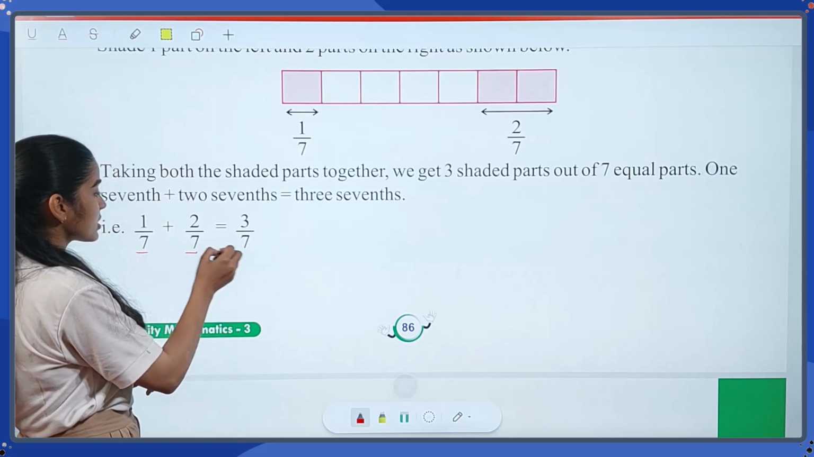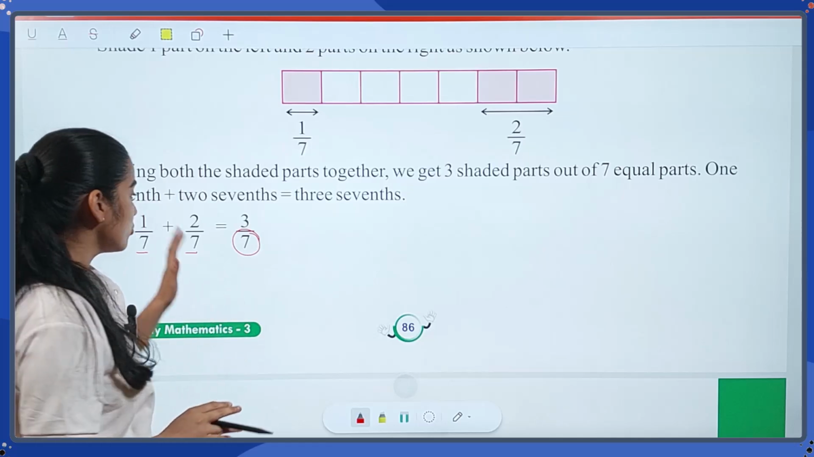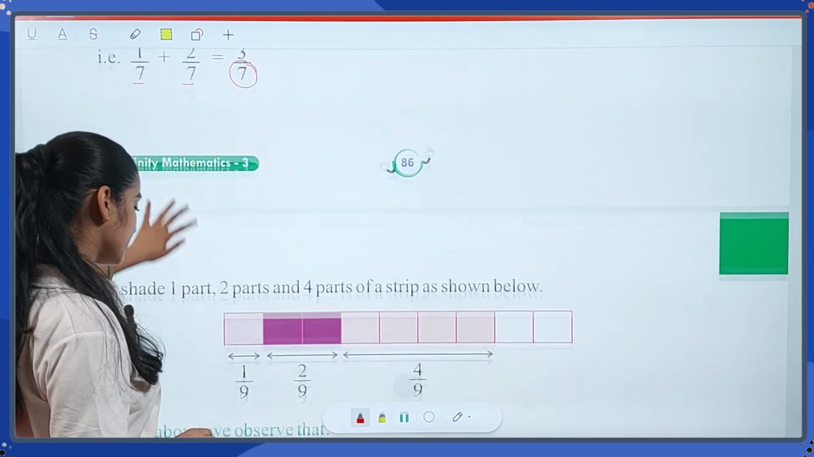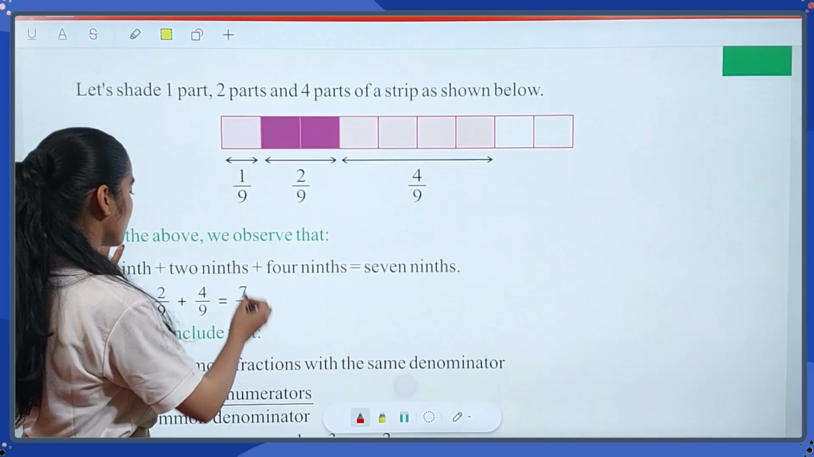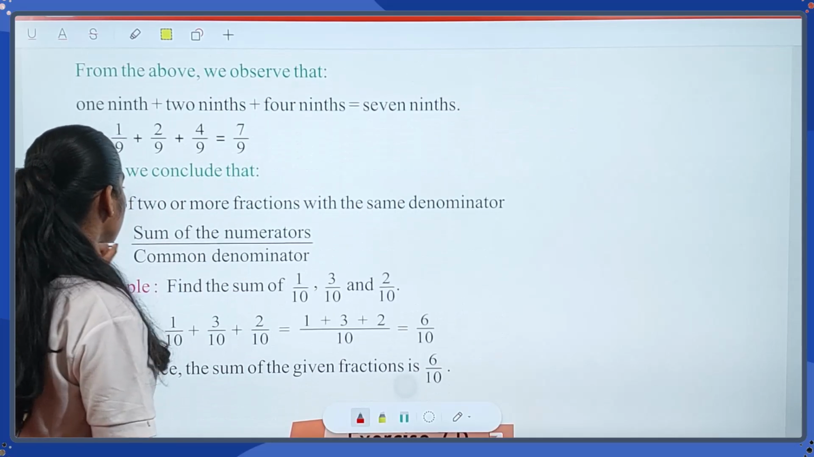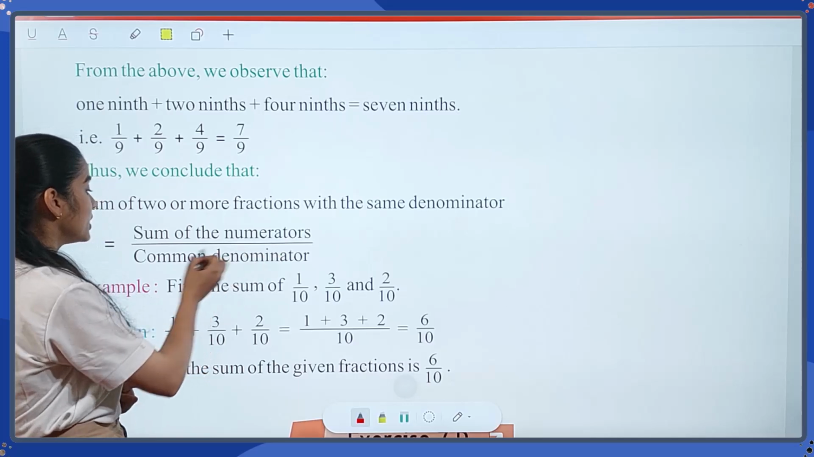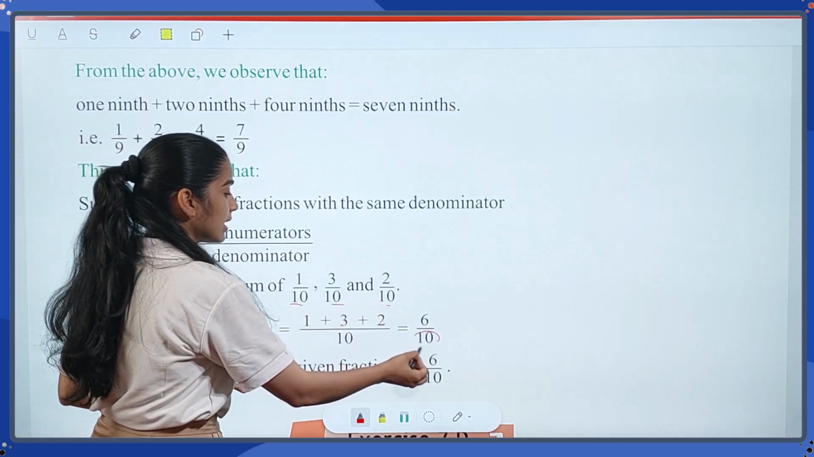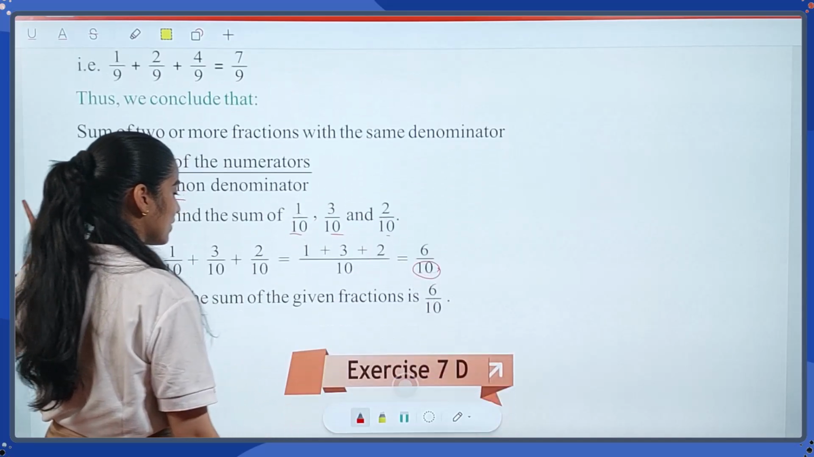The denominator you just write commonly. In the denominator you do nothing. You just put your addition process into your numerators. So now 1 plus 2 plus 4 is 7. So 7 by 9 is your final answer. The sum of two or more fractions with the same denominator is the sum of the numerators over the common denominator. So here we have a common denominator. Just write it as it is, and 1 plus 3 is 4, 4 plus 2 is 6. So 6 by 10 is your final answer.